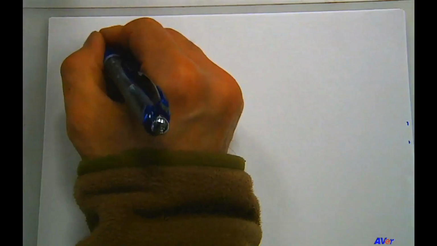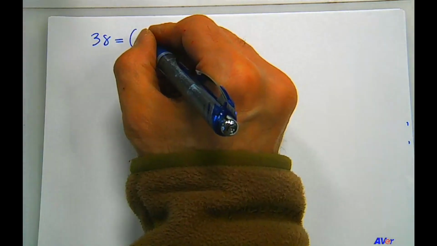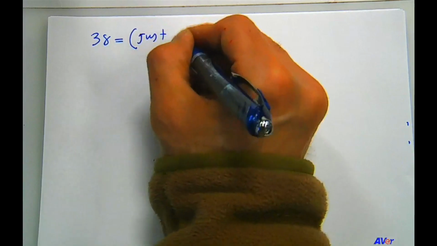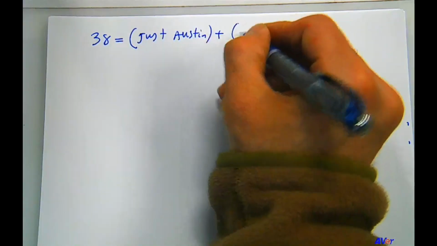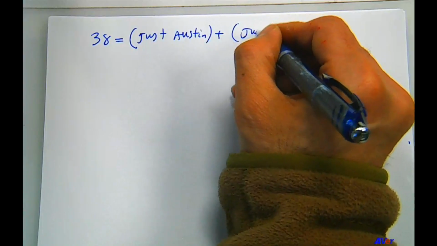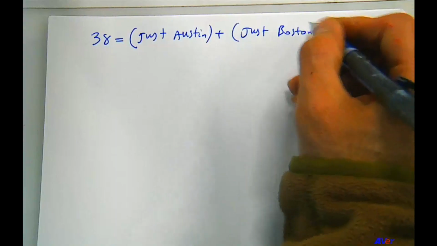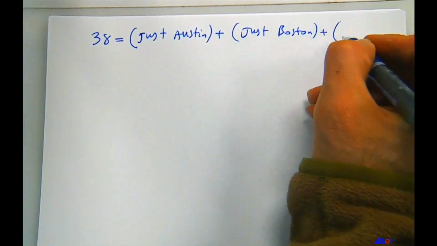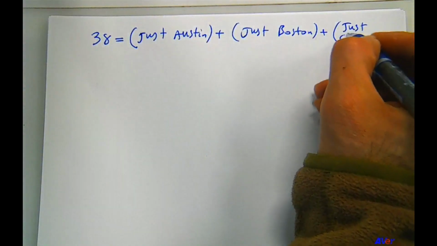All right. So 38 must be equal to those who visited just Austin plus those who visited just Boston, right? These 38 people visited just one city, plus those who visited just Chicago.